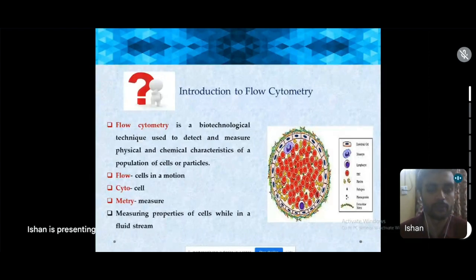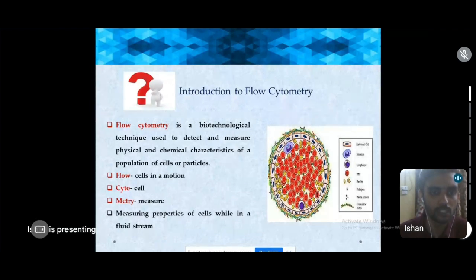Flow cytometry is a biotechnological, biomedical, or biological technique which is used to detect or measure the physical and chemical characteristics of a population of cells or particles. It can be cells in the case of living organisms, or particles in the case of viral particles or viruses which do not have a cellular shape and structure.